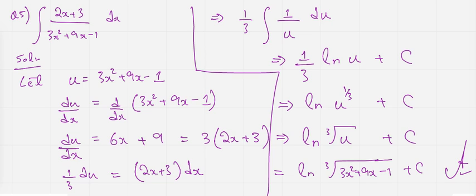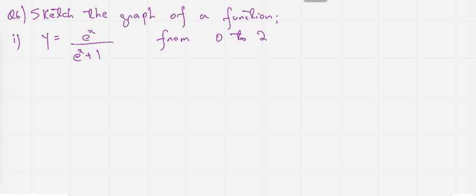Okay, so let's see the last example now. Now this is the first part of this question. It says that you need to sketch the graph of this function from 0 to 2. This is the function that is given to me. So how I'm going to sketch it, I'm going to form a table for the values, starting from 0 to 2, like that.